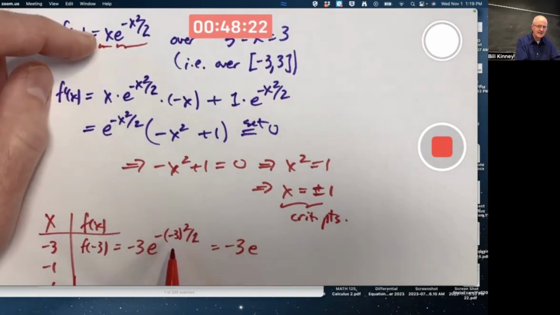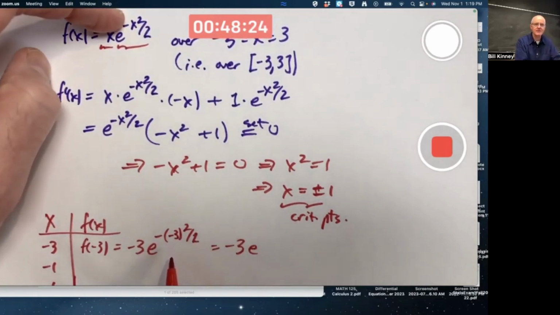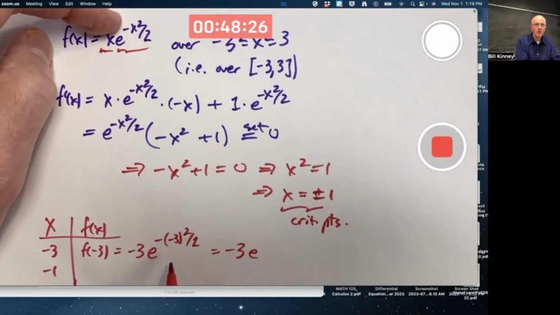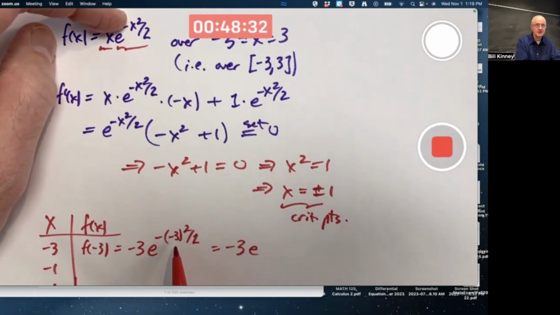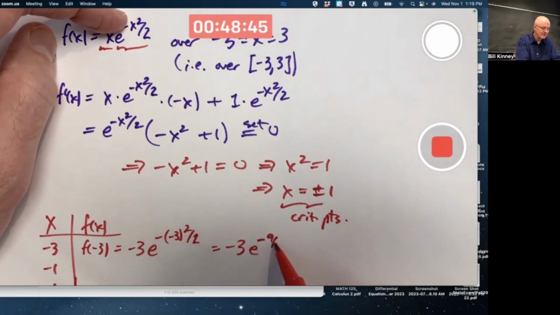Right? You replace the x with -3. This negative sign in front of the x squared, order of operations would get done after you square x. So when I plug -3 in there, I square it first before I multiply by -1. -3 squared is +9. But you do have a negative sign there. So in the end, you do get -9/2.